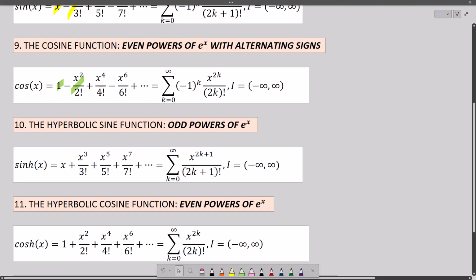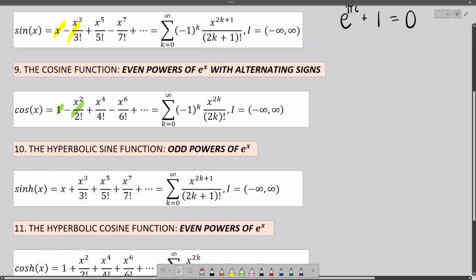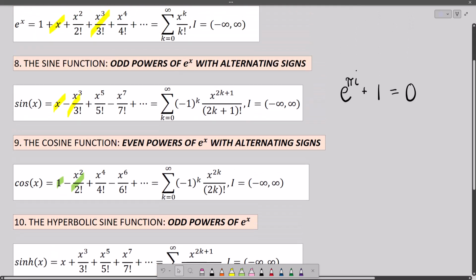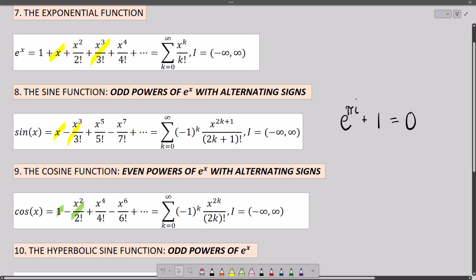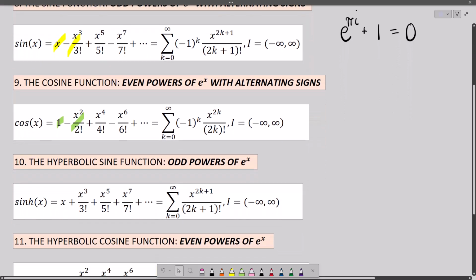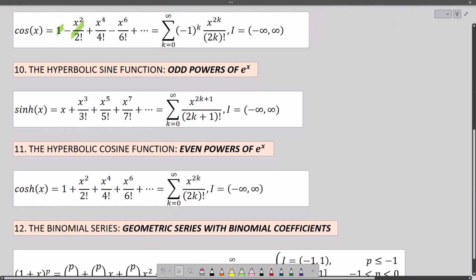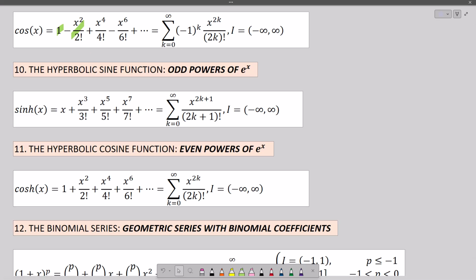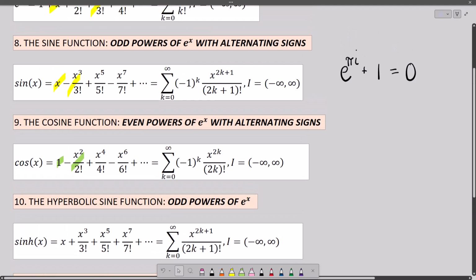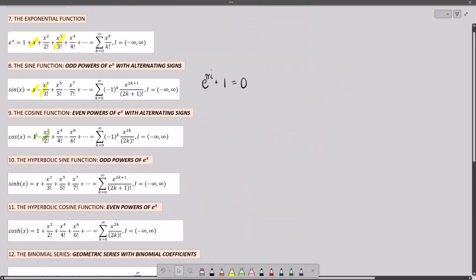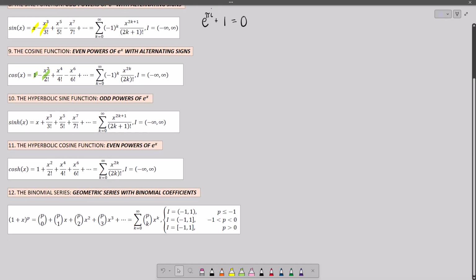Notice the hyperbolics. So notice sinh and sine. Sinh is exactly the odd powers of e to the x. Exactly the odd powers. No switch. Cosh is exactly the even powers of e to the x. No switch. So if you have e to the x dialed, you can get to sine, cosine, sinh, and cosh instantaneously. Just a couple little modifications.